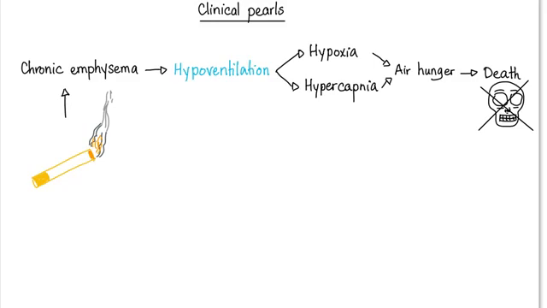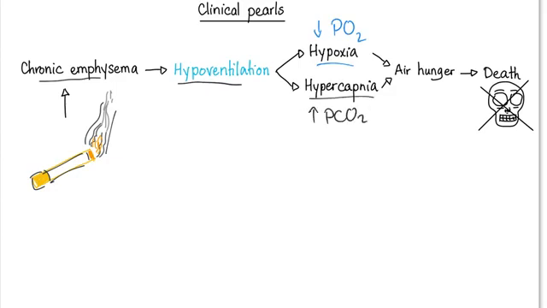Okay guys, people who smoke, why would you do this with your life? Okay, human psychology is weird. Cigarette smoking will lead to chronic emphysema. Chronic emphysema will lead to hypoventilation, leading to two things. Decrease the PO2, hypoxia, and you increase the PCO2, hypercapnia. Together they lead to a state of air hunger. You are hungry for oxygen. And give it time, give it a lot of time, it ends up in death.